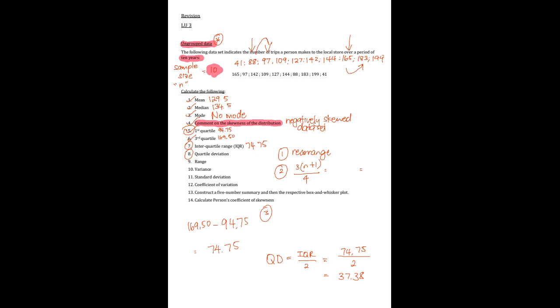It's also just a measure of the spread of your data set, same as your interquartile range. So I'm going to write down here 37.38, so we know where that came from. And let me just erase a bit here.